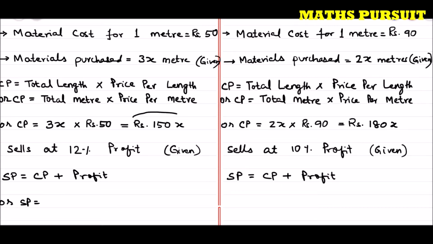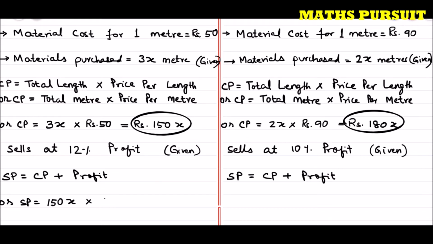If you look here, we got the cost price as rupees 150x for shirt material and 180x for trouser materials. Now, selling price for shirt material, what we got? We got rupees 150x. So let us note it down: I'm not writing rupees, but it is rupees 150x, and I'm writing 150x into 12% profit.